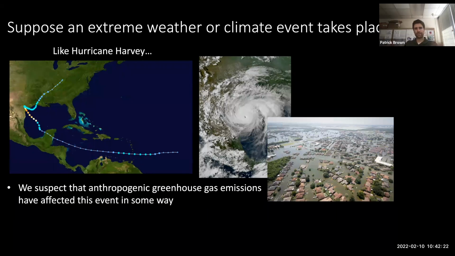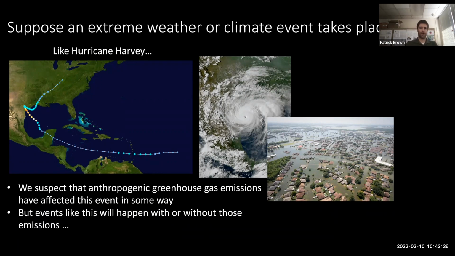So the idea is some event happens. We suspect that anthropogenic greenhouse gas emissions, human-caused greenhouse gas emissions, may have affected this event in some way. But the caveat is events like this will happen with or without those emissions. And so we're thinking about shifts in risk.